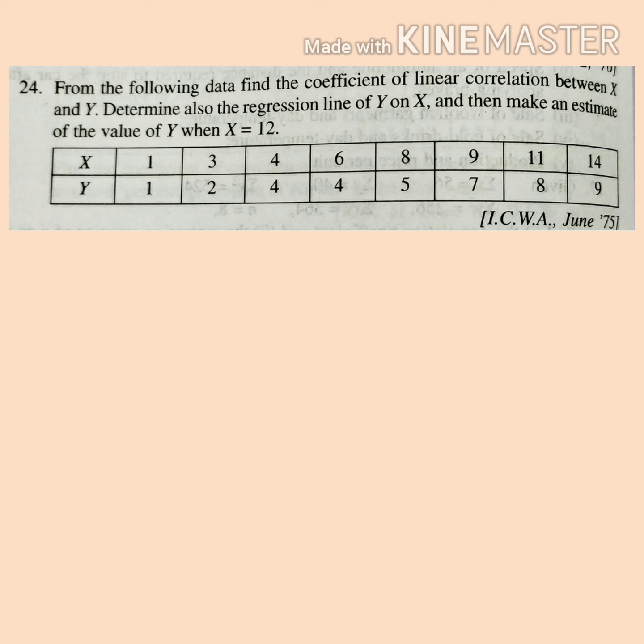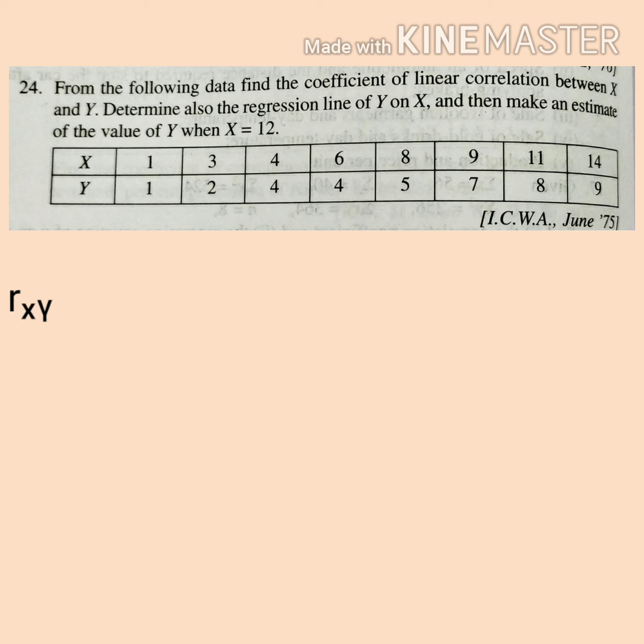So here the two variables x and y are given, and the corresponding x values are given: 1, 3, 4, 6, 8, 9, 11, 14, and the y values are given: 1, 2, 4, 4, 5, 7, 8, 9. Now what you will have to do, you will have to find out the correlation coefficient between x and y and determine the regression line of y on x and estimate the value of y when x is equal to 12. So here first you will have to calculate the correlation between x and y.